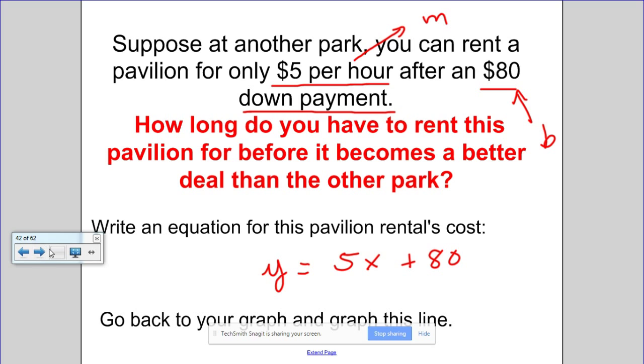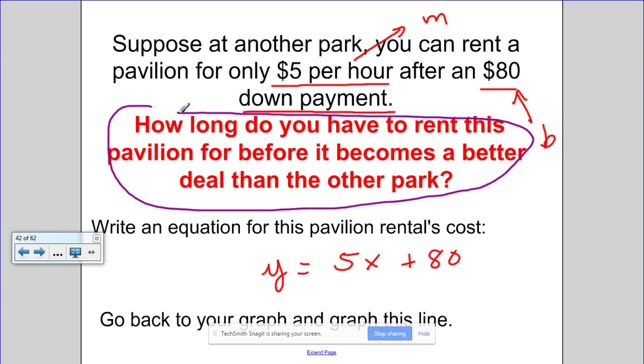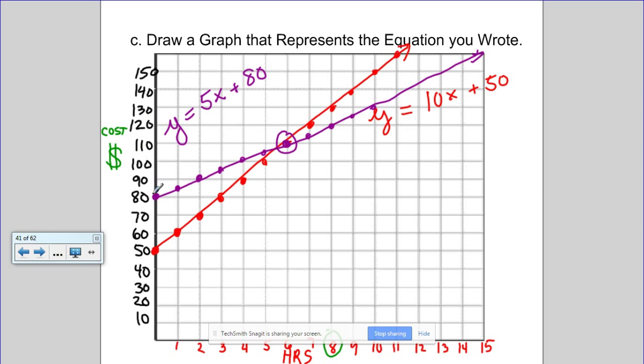So going back to the question, how long do you have to rent this pavilion before it is a better deal? Obviously if we rent it for 0 or 1 hour, I don't know why we'd rent it for 0 hours, but for 1 or 2, it's a more expensive deal. But if I have to party at Christian Storch's birthday party for 8 or 9 or 10, 11, 12 hours, he's a party animal, we are going to have to go with the purple deal. We're going to have to go with this cheaper park, this other park, because at that point in time, the line is underneath the red one, and it is the better deal. I hope this helps a little bit with word problems and slope-intercept form.